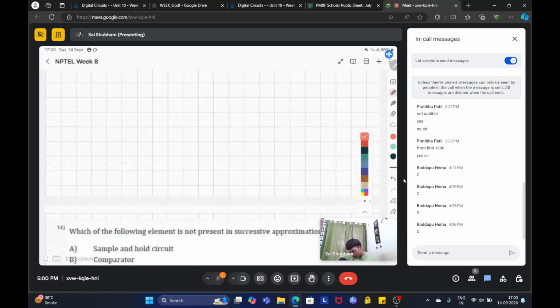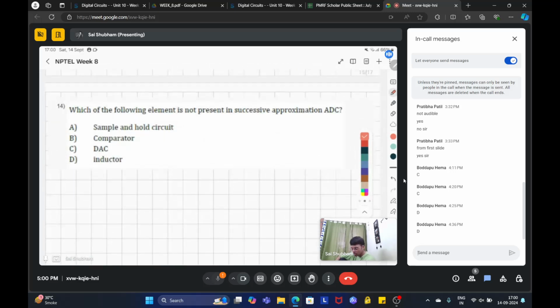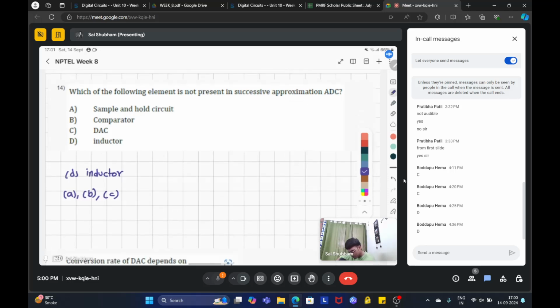Moving on to the next question, which of the following elements is not present in a SAR ADC? Sample and hold, comparator, digital to analog converter, and inductor. So the answer is D, inductor. There is no use of an inductor at all. Okay, and I think I have already explained the role of sample and hold, comparator, and digital to analog converter. Okay, so this makes sense.